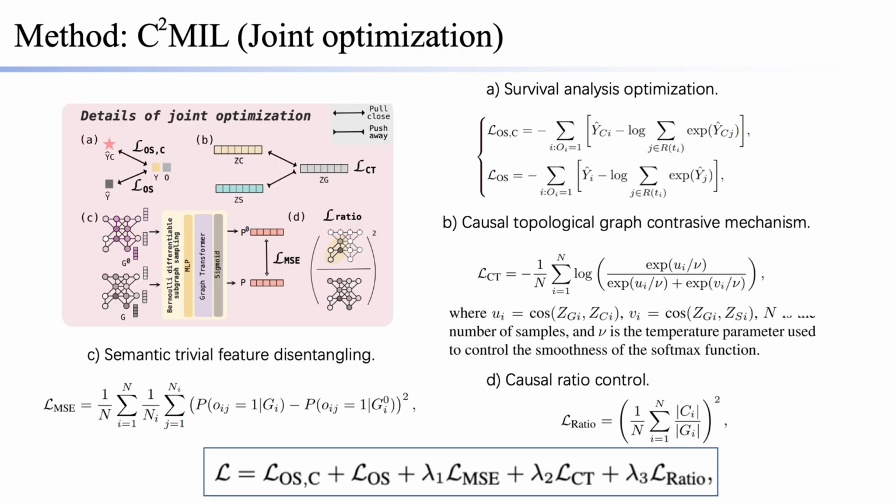To bring everything together, we use a joint loss with 4 parts: standard Cox loss for survival prediction, an MSE term to make sure disentangled features are consistent, a contrastive term so causal subgraphs align with the full graph but stay away from irrelevant parts, and a ratio loss to keep causal subgraphs compact. This balance makes the model accurate, robust, and interpretable.